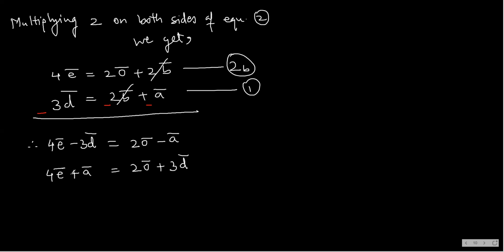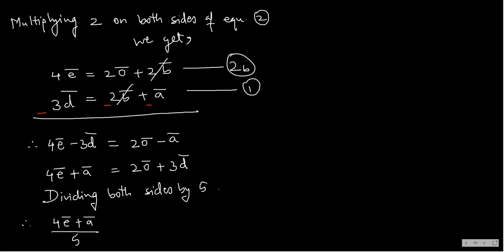Okay. Now you will notice something very unique here. The coefficient of E bar is 4 and coefficient of A bar is 1. Now what is 4 plus 1? 5. Here, coefficient of O bar is 2 and D bar is 3. What is 2 plus 3? That is also 5. So I write here dividing both sides by 5.